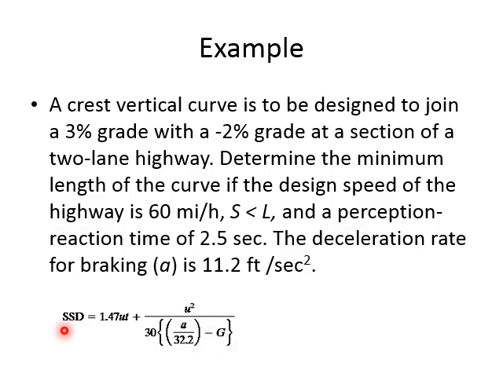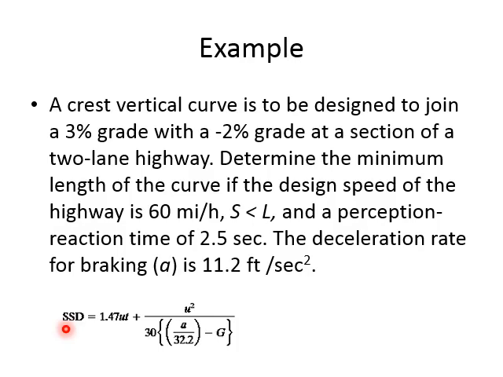So I need to calculate the length for a higher stopping sight distance. So I will be on the safer side. Okay, so I need a higher stopping sight distance here. That's why I'm keeping G as negative here. So whatever G you put here, the minus sign will remain as it is.